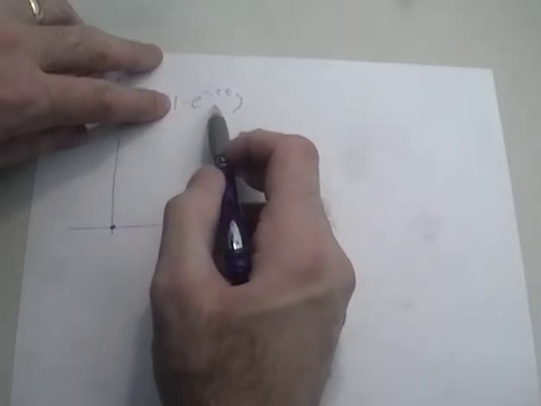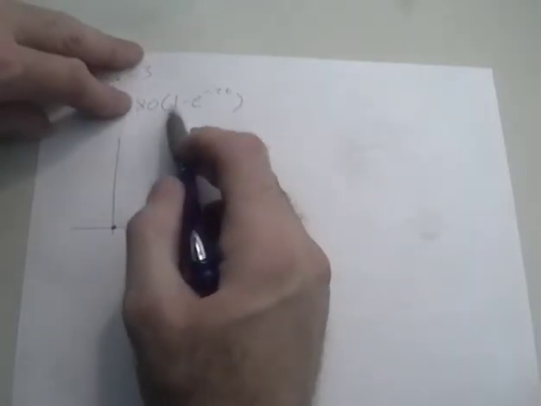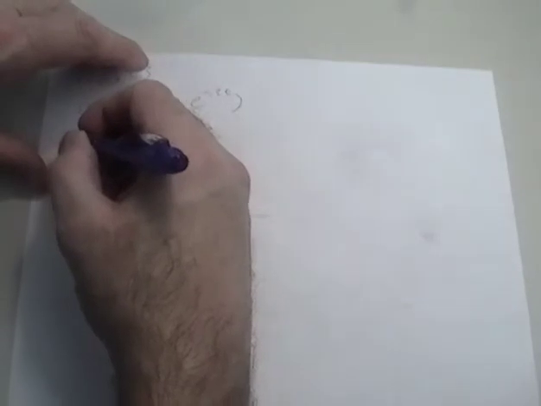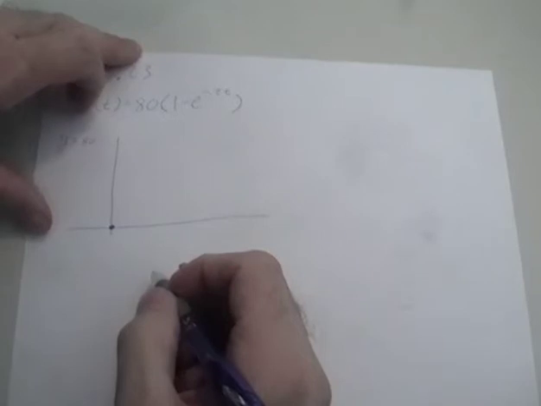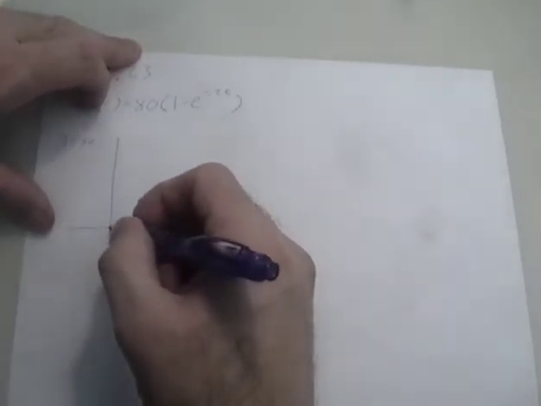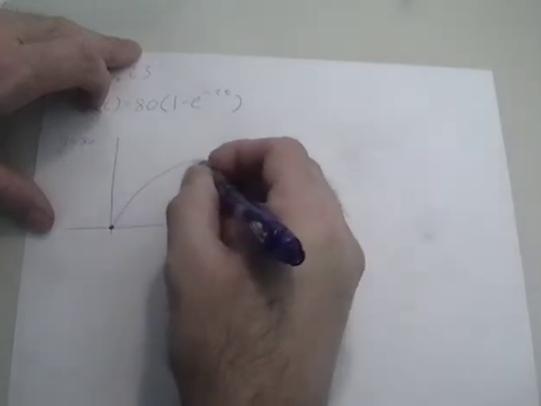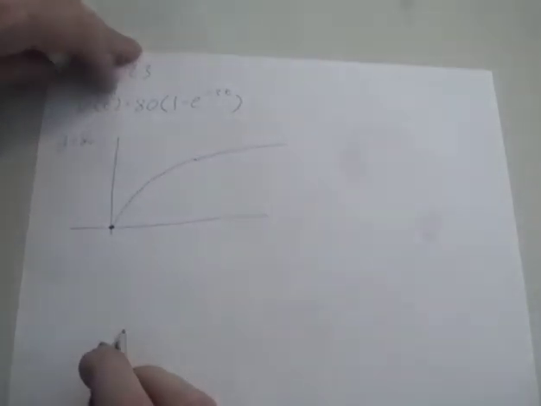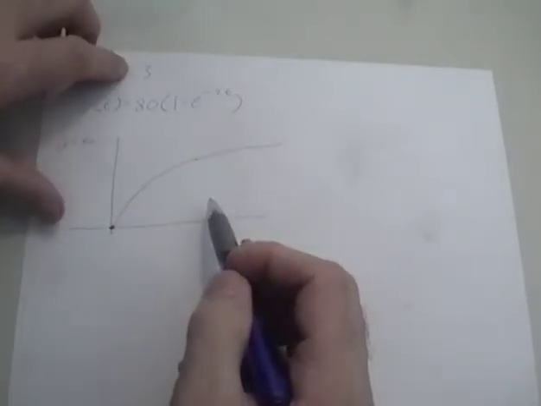1 minus a very small number is going to head towards 1. And 80 times 1 is going to be our terminal velocity. So I'll write y equals 80. The shape of this family of graphs is going to be upward and then leveling off. That's all I need you to do in graphing the velocity of the skydiver as they're headed downwards.